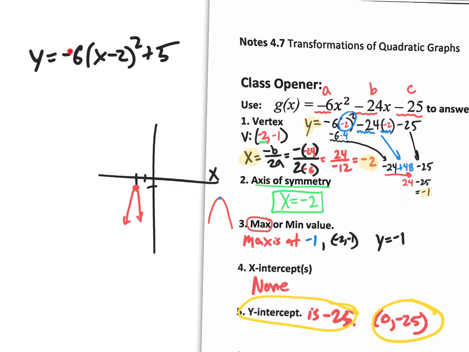A lot more math to do, right? So I want to make this clear. When it's in standard form, your y-intercept is the c value. When it's in vertex form, you actually have to plug in 0 for x to find your y-intercept.